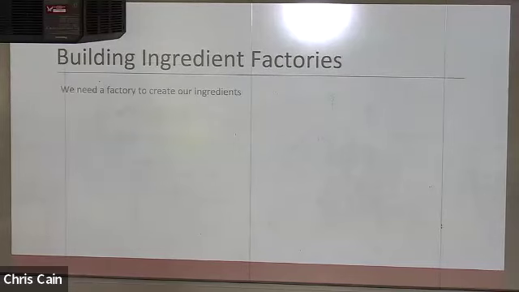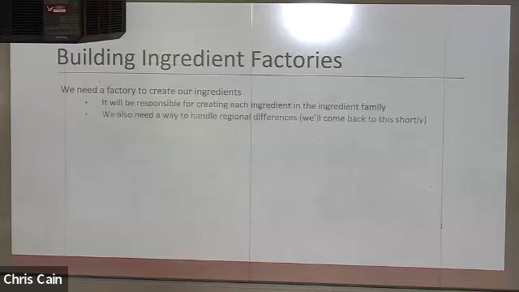So we need a factory to create our ingredients. This factory is going to be responsible for putting together the ingredients that are in each of the ingredient families, the veggies and the cheeses and the meats from the prior slide. We also need to make sure that we adhere to the associated regional differences.